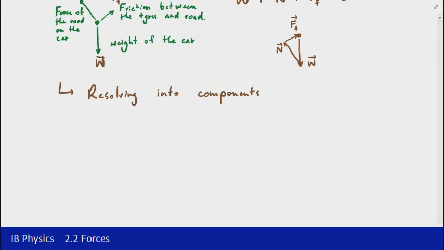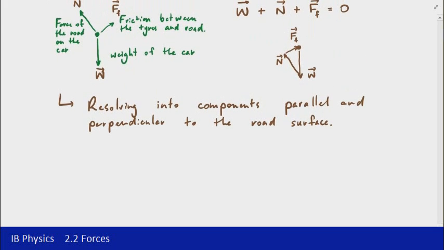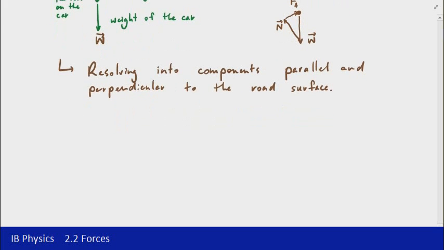Now what we're going to do is resolve into components that are parallel and perpendicular to the road. And so in that case what we're really looking at is this scenario with these vectors. We've already got the frictional force is parallel to the road surface and the normal force is perpendicular, so it's really just the weight force that we need to resolve into components.